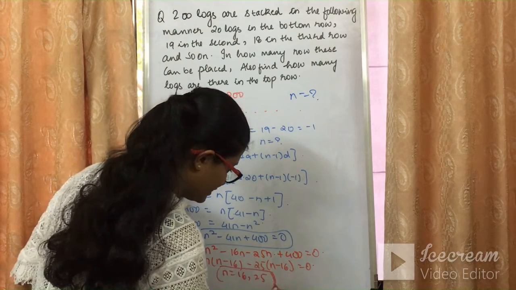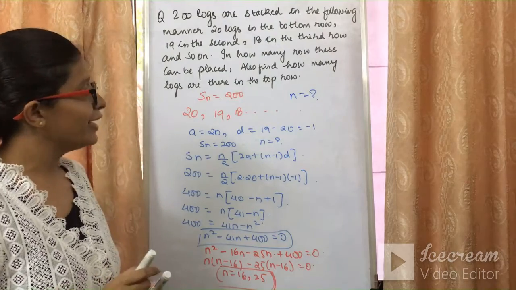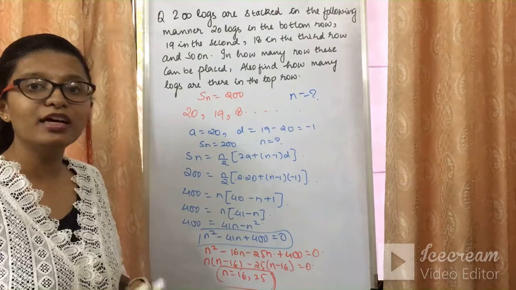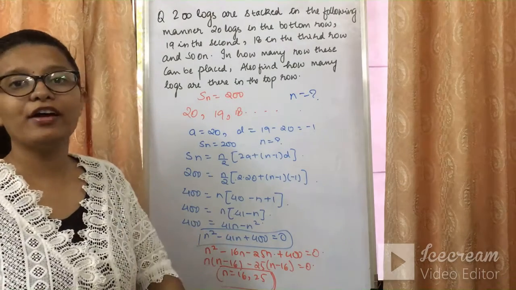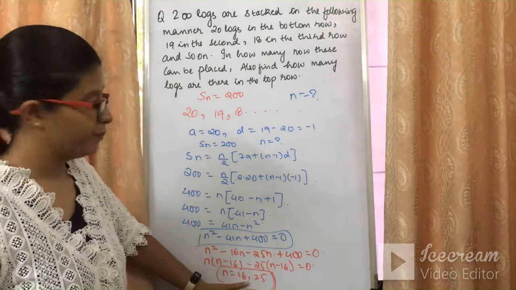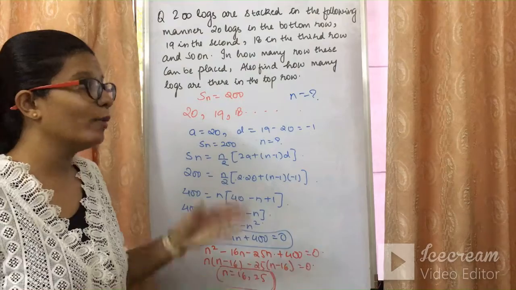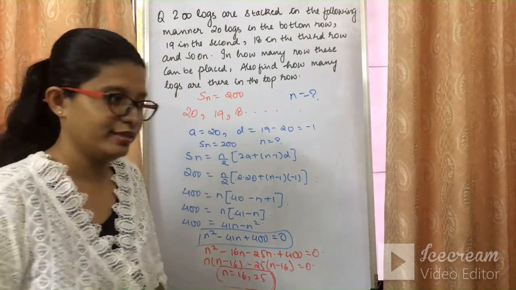तो N की हमारे पास कितनी वैल्यूज आ गई? दो वैल्यूज आ गई, 16 and 25. बट लेकिन whether it is possible to have 16 rows or 25 rows all together? No, दोनों एक साथ तो नहीं हो सकता ना, या तो 16 rows होंगी या फिर 25 rows होंगी. So it can be only one. So let's find out कि what is the correct value for N. How many rows actually we have for the 200 logs which is being given to us.